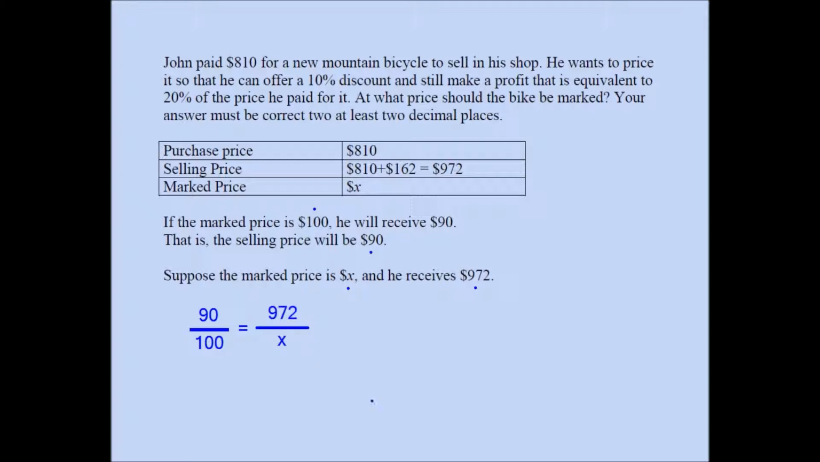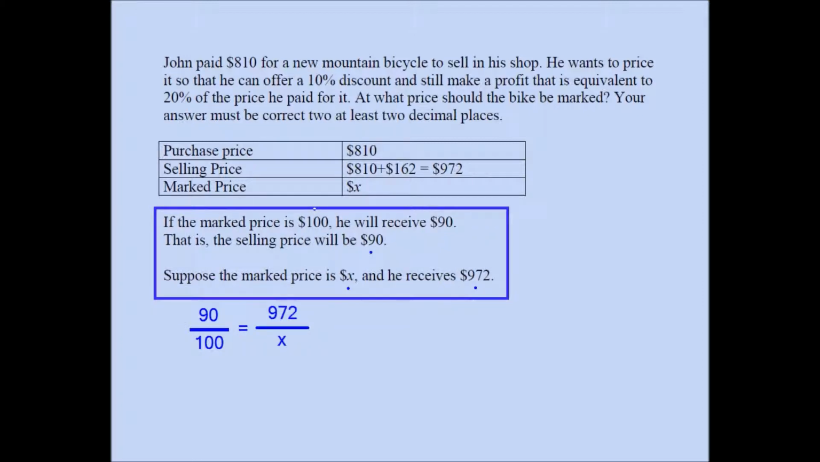You want to pause the video now and look at what I have explained here and decide if that proportion is reasonable. Basically what we're saying, if the selling price is $90, the mark price has to be 100. If he wants to receive 90 bucks, or if he wants to sell the bike at exactly $90, he must mark it at 100. If he wants to sell the bike at $972, what should he mark it at?